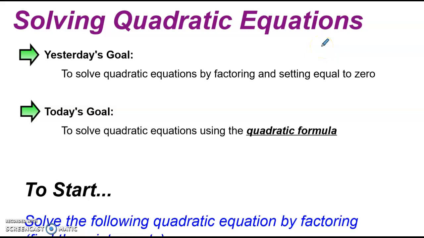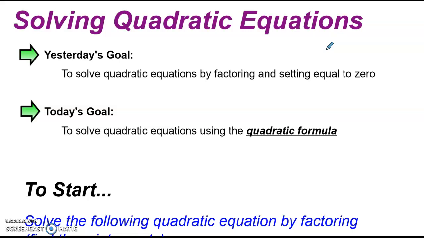Okay, so today we are solving quadratic equations again, except we're going to learn a totally new way of how to do it. To recap, yesterday's goal was to solve quadratic equations by factoring and setting equal to 0. So this is where we took those polynomials, we factored them, and then we took each of those factors and set them equal to 0.